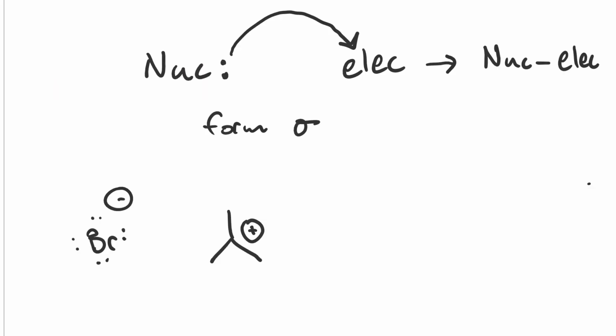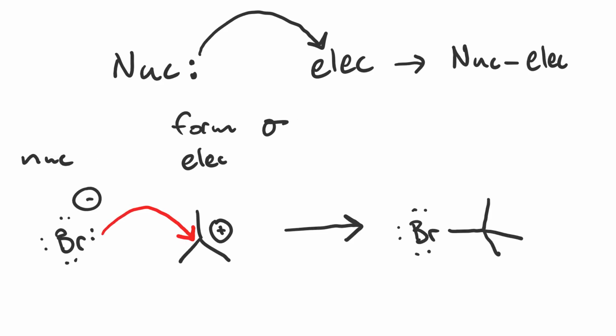Here we have a bromide ion, a nucleophile, and a carbocation, an electrophile. Go ahead and draw these two ions on your paper, pause the video, and then draw in the curved arrows for nucleophilic attack, as well as the structure of the product formed. Pause your video now and do it. Did you finish? Did you get this?